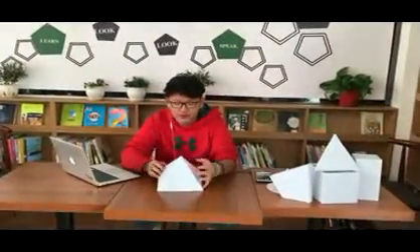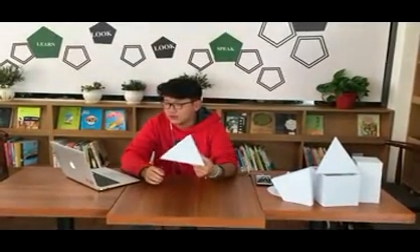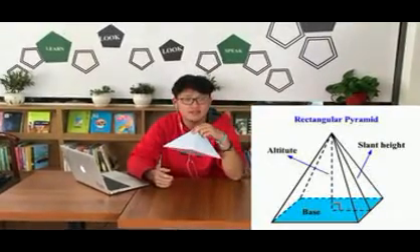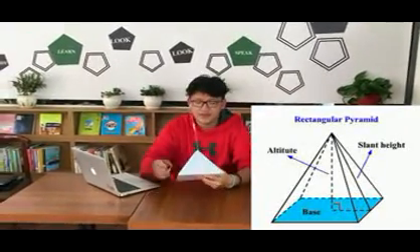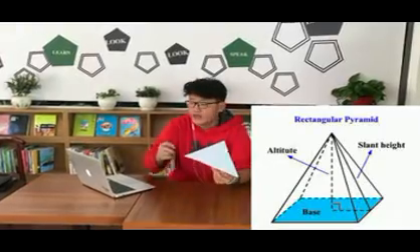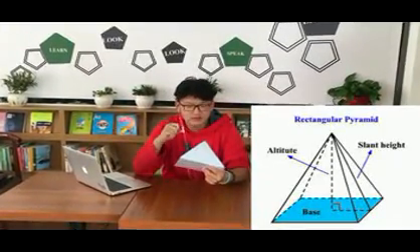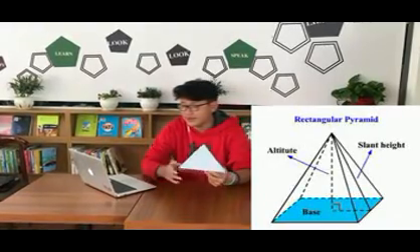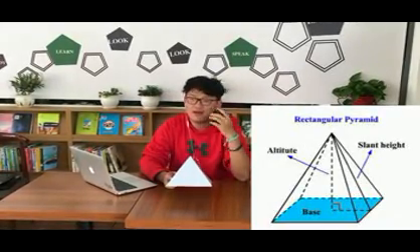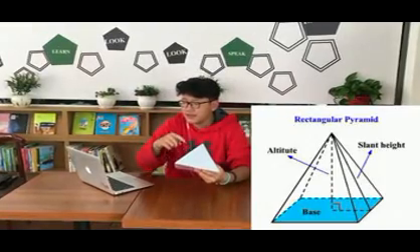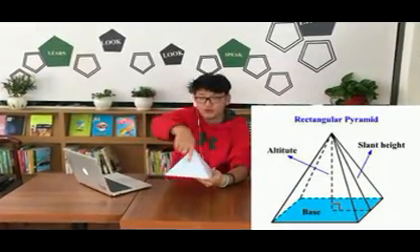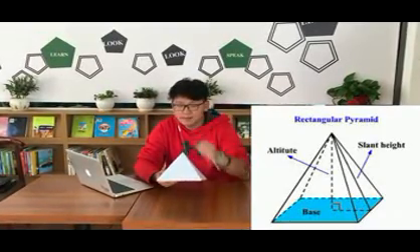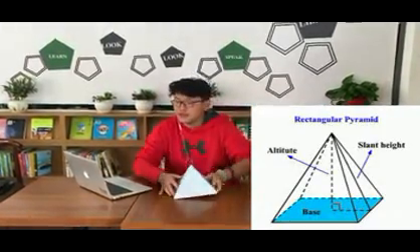Hi, I'm Aaron, and now I will introduce the rectangular pyramid. And this shape is like this. This shape has 5 faces, like 1, 2, 3, 4, 5. And they have 5 vertices, 1, 2, 3, 4, 5. The lateral faces number 4, like 1, 2, 3, 4. And the base face is this.